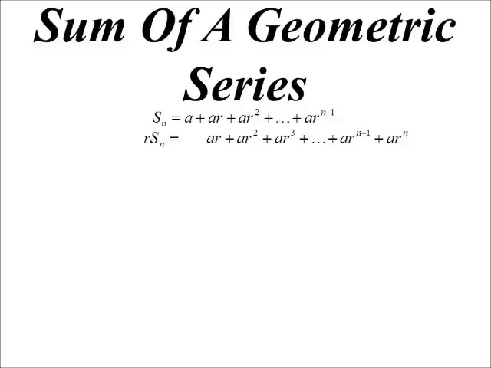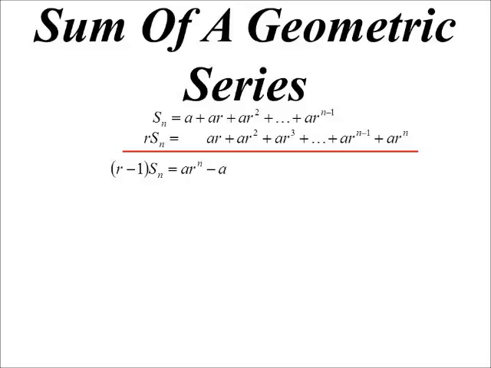So r lots of the sum to n. What that then does is it turns a into ar, it turns ar into ar squared, ar squared into ar cubed, and so on. And so again, I can do some sort of subtraction now, and I know I'll just be left with the first term of the top one minus the last term of the bottom one.